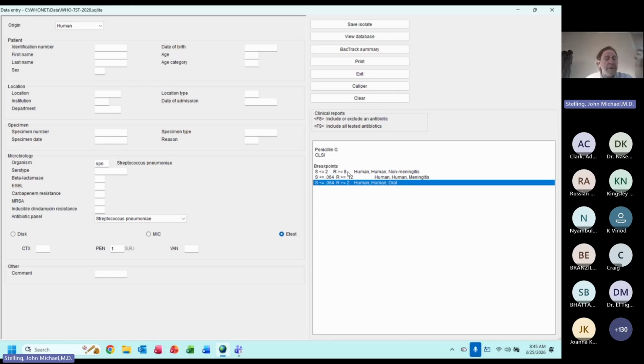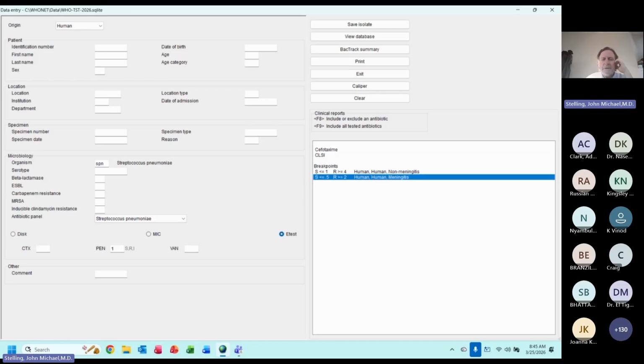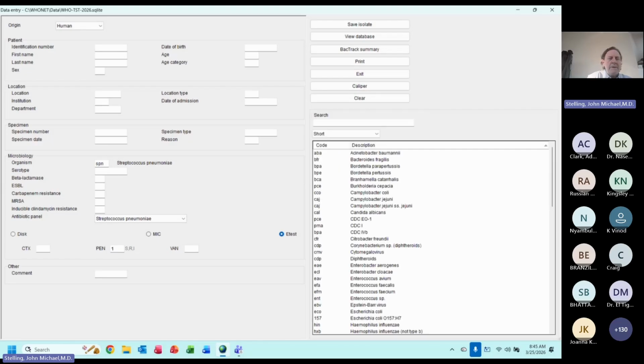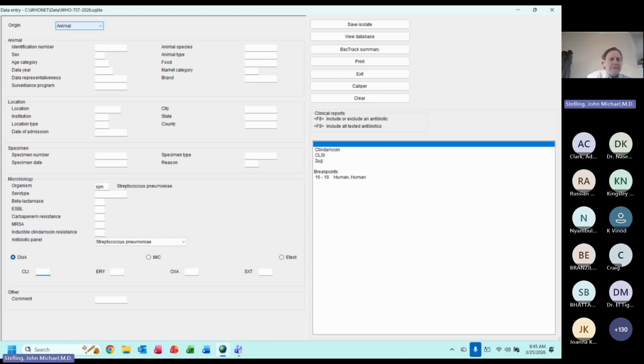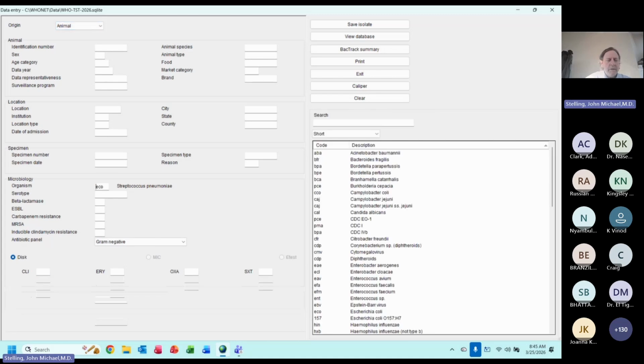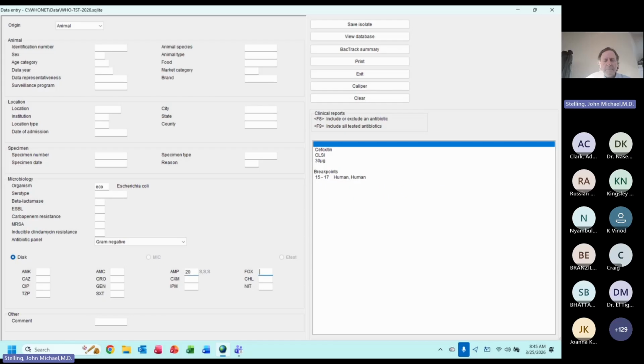So CLSI has 3 different breakpoints. EUCAST has 2 breakpoints for that. If I go to ceftriaxone, there are 2 breakpoints, meningitis and non-meningitis. Let me go to something like, let me change at the top left, I'm changing human to animal. Let me change the organism to E. coli. Let me put ampicillin 20.